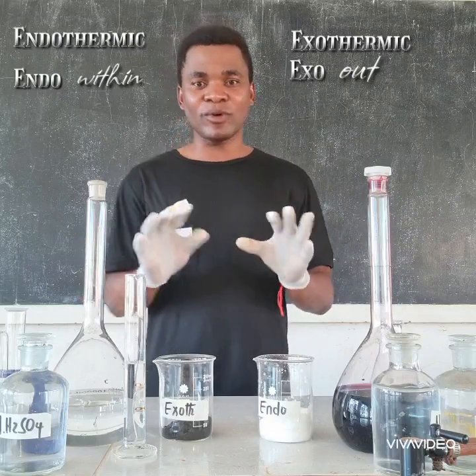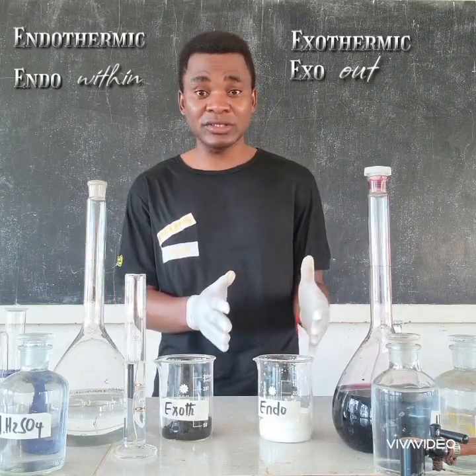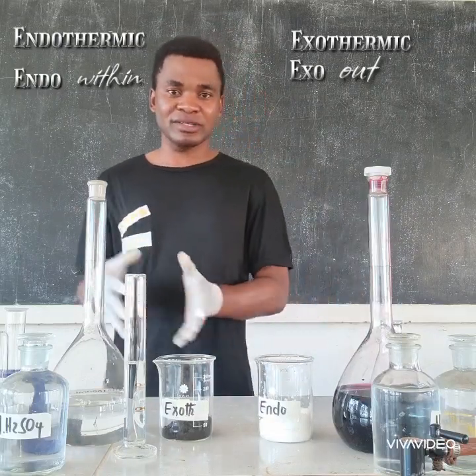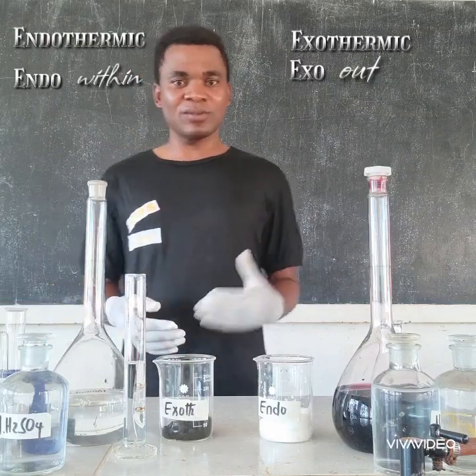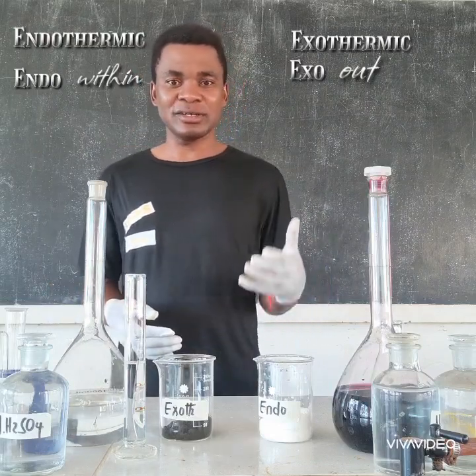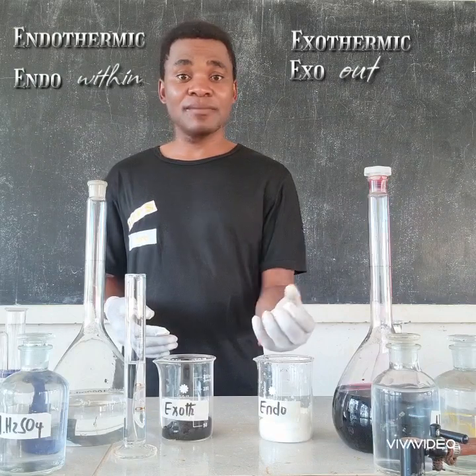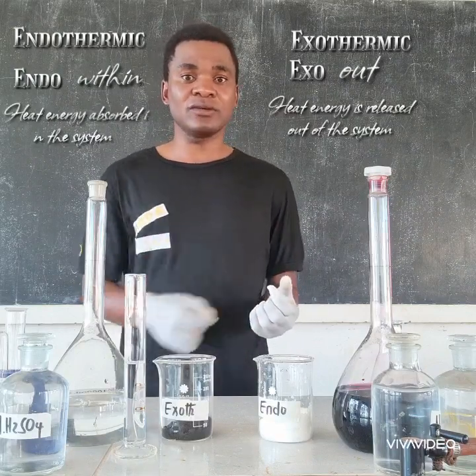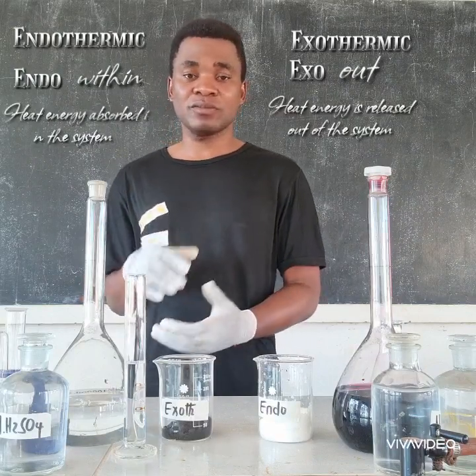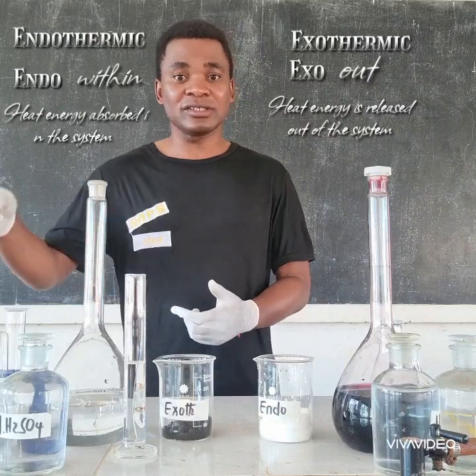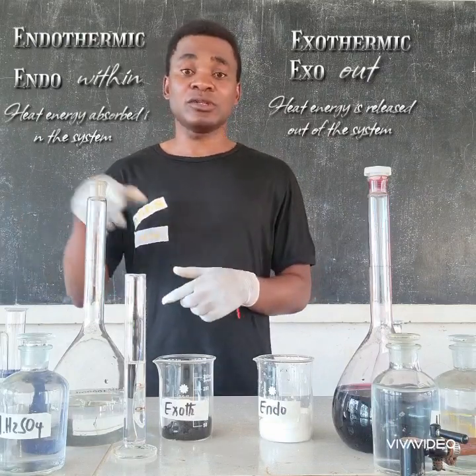Endo, exo, both are Greek words. Endo means within and exo means out. So when you say endothermic process, it means heat energy is absorbed in the system from the surrounding, while exothermic process means heat energy is released from the system to the surrounding.